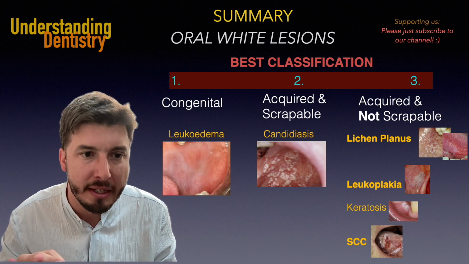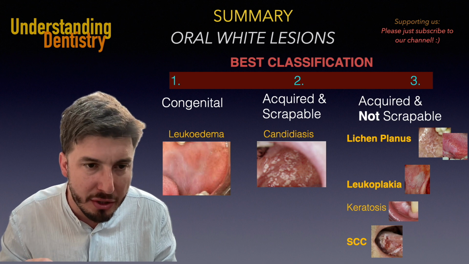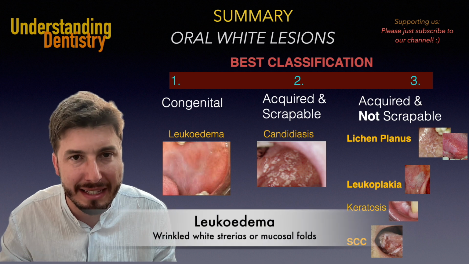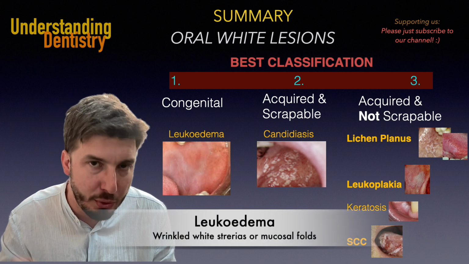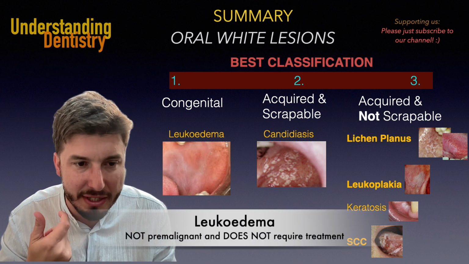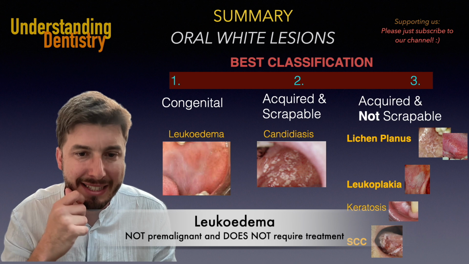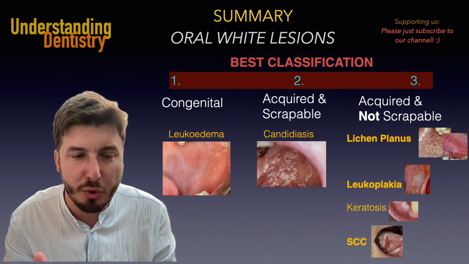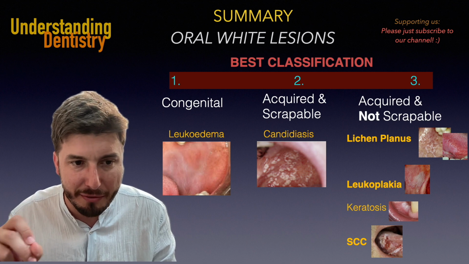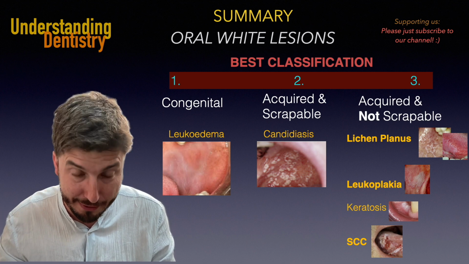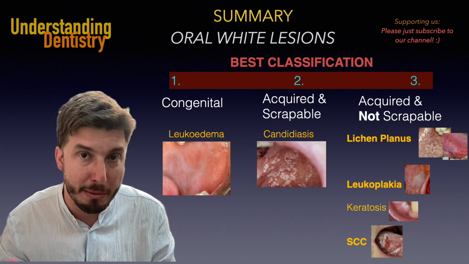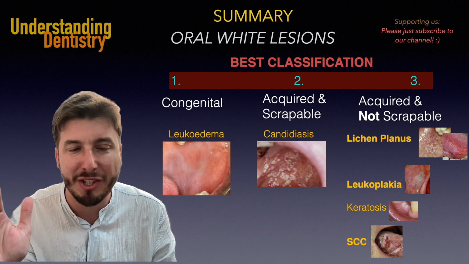So congenital lesions, we have several of them, but we can say that leukoedema is basically the most common one. And how do you detect the leukoedema? Well, it's usually on the surface of the mucosa of the cheeks. If you stretch the tissue, the white areas of the leukoedema will basically disappear, or mostly decrease. Of course, that's congenital and not scrapable, so you cannot remove the lesion by scraping it off.